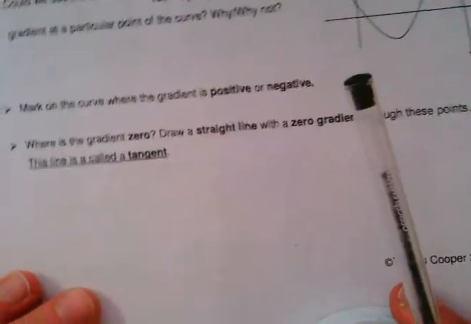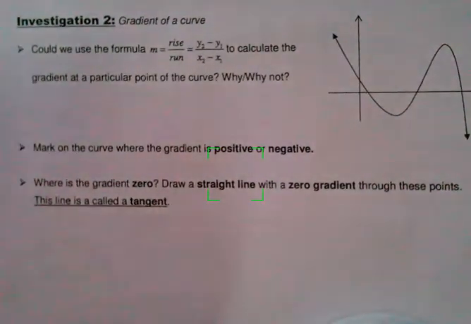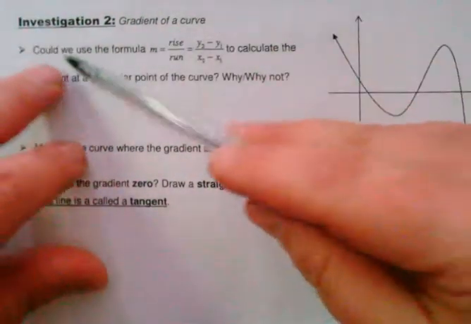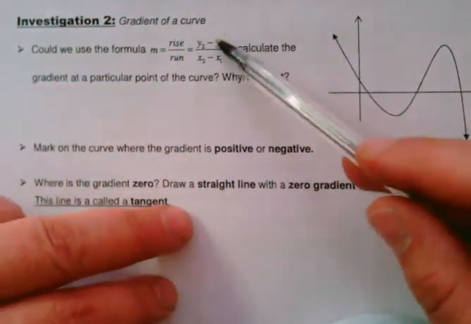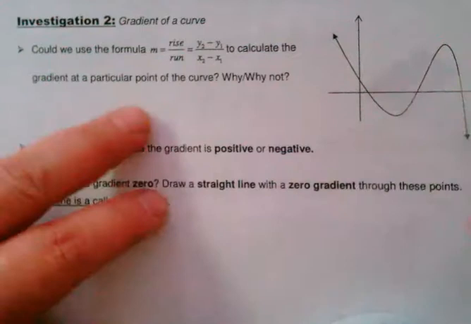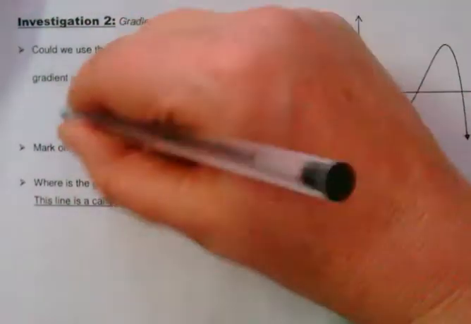Okay, now, all good? Let's look at this. Now, gradient of a curve. That's what we're really looking at. Straight lines are fine. We know how to do that, but we need to look at gradients of curves. So could we use the formula gradient is rise over run, or y2 minus y1 over x2 minus x1, to calculate the gradient at a particular point? You can't. No.